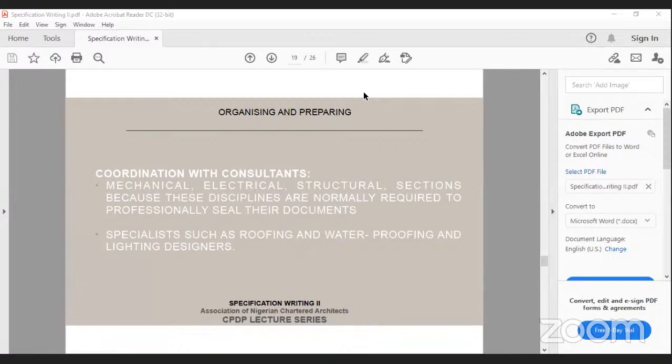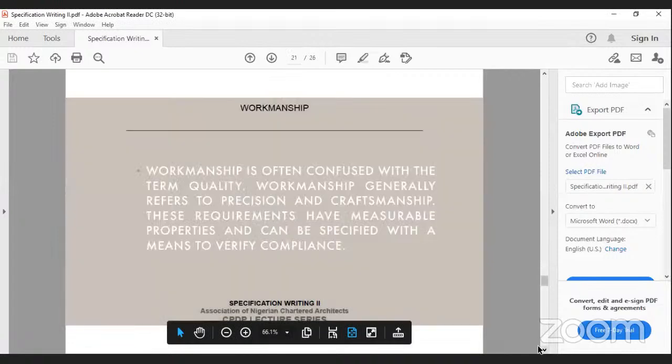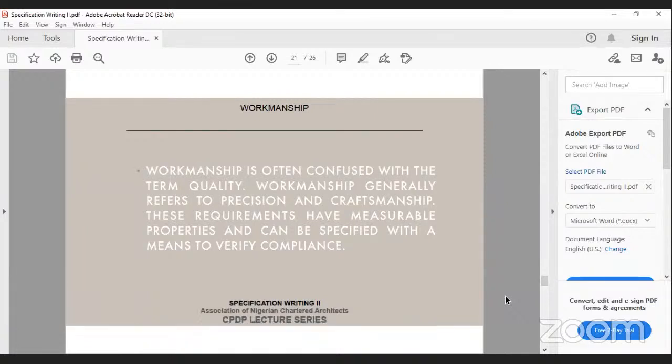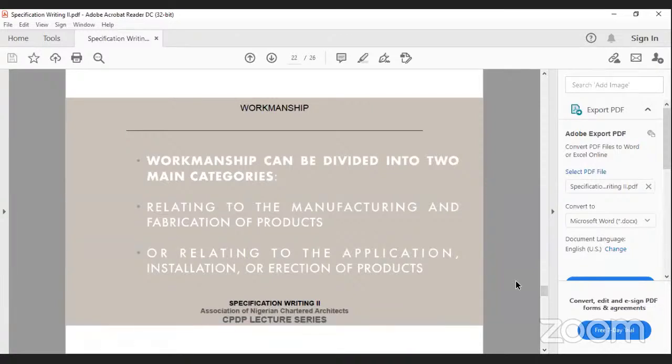Then, lastly, workmanship. Now, a lot of times we mistake workmanship for quality. Workmanship generally refers to precision and craftsmanship, the ability to carry out the work. These requirements have measurable properties and can be specified to ensure compliance. Workmanship can be divided into two categories. It can either relate to the manufacturing or it can relate to the application and installation.